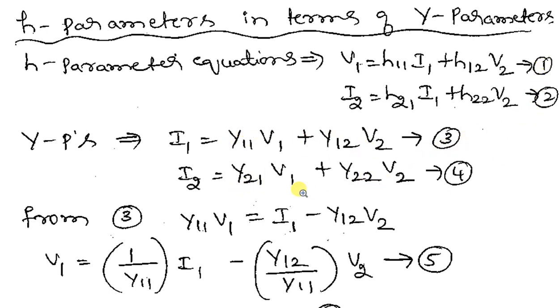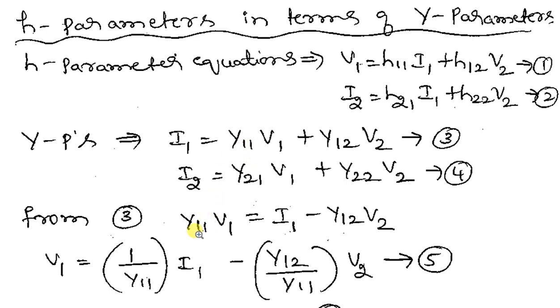Compare equation number 1 and 3. V1 is there, I1 is there, V2 is there. So all three variables V1, I1, V2 are also present in equation number 3. So rewrite equation number 3 so that it is expressed in terms of V1. So V1 should come on the left side.